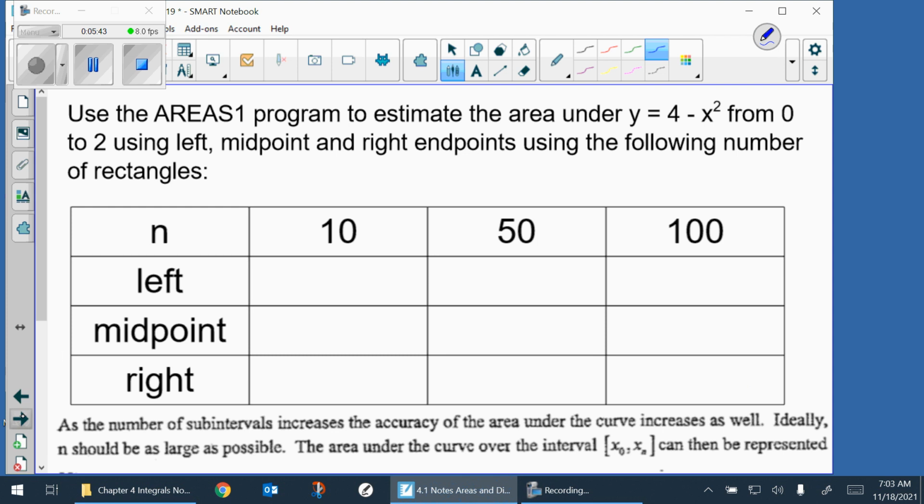Now we have a program on our calculators called Areas 1. We're going to use this to estimate the area under the curve. So hopefully you have Areas 1 on your calculator. What we're going to do is fire up that program, and we're going to fill in this table.